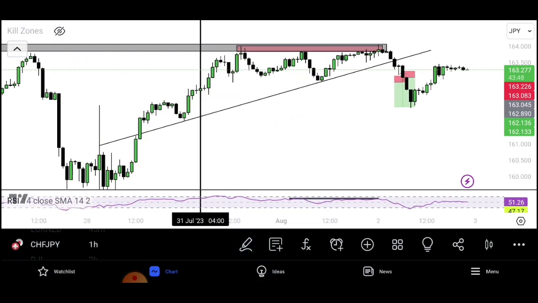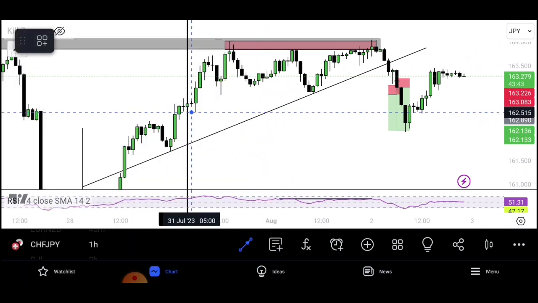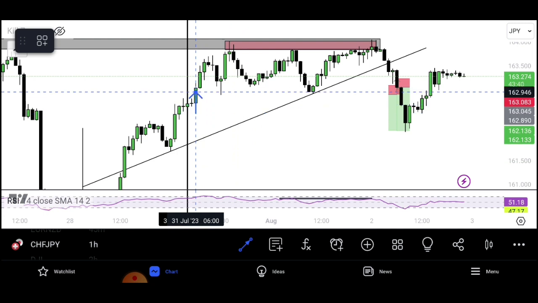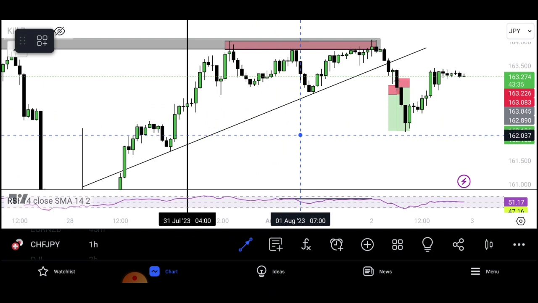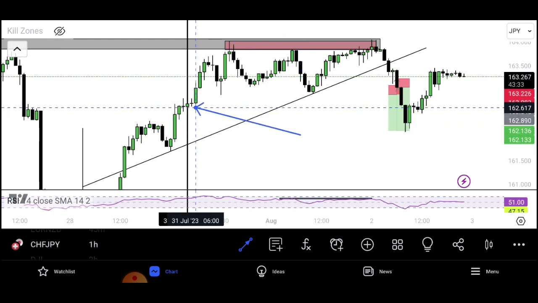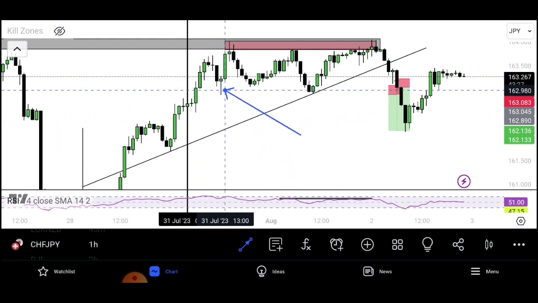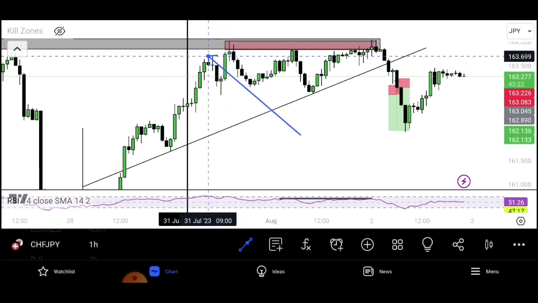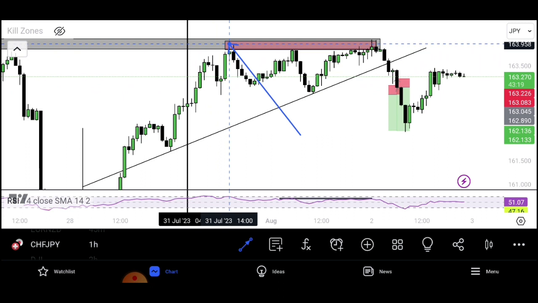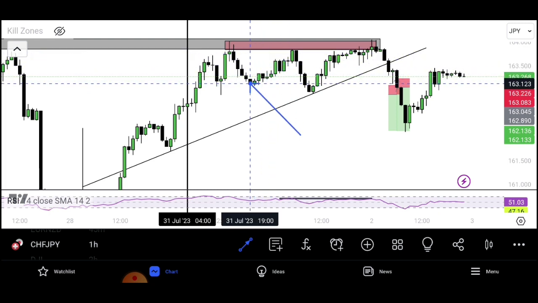Let me zoom in so you can see it clearly. From this zone right here, we have been trending up, making a series of higher highs and higher lows. You can see from here, we pushed higher, made a higher high, retraced a little bit down, made a higher low, pushed higher, disrespecting this previous high, made another higher high, and respected this low, made a lower high, made a higher low.